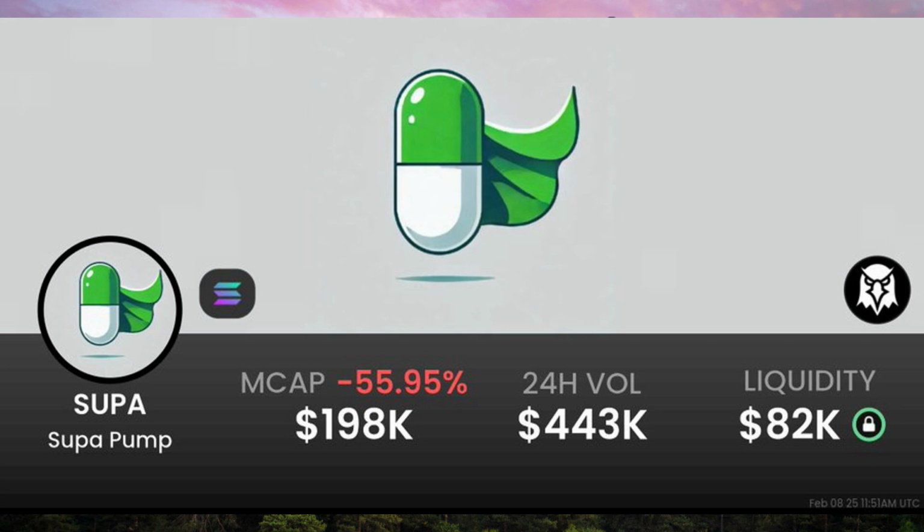Adjust slippage tolerance if needed. Some issues may arise due to low slippage settings. Confirm the transaction and complete the purchase. If you encounter any issues, try adjusting the slippage settings or reconnecting your wallet before attempting the purchase again.